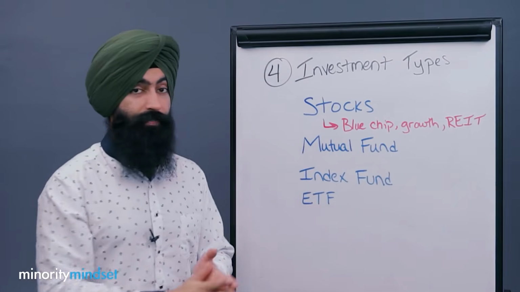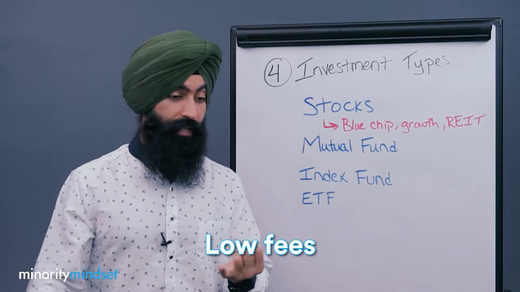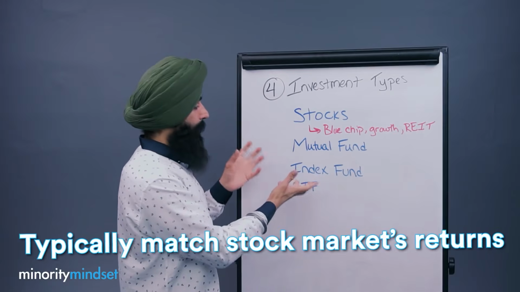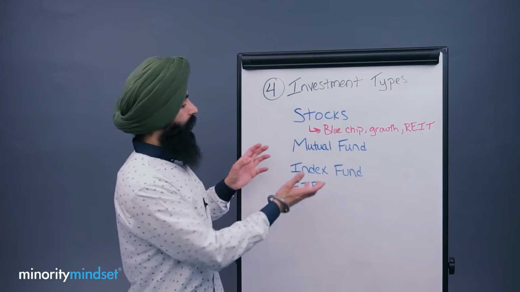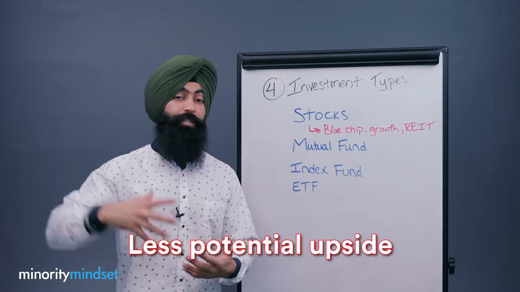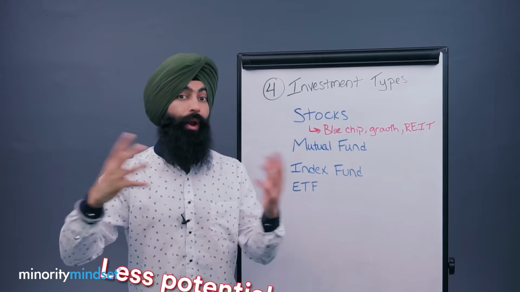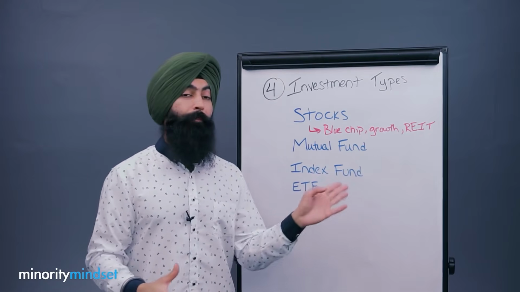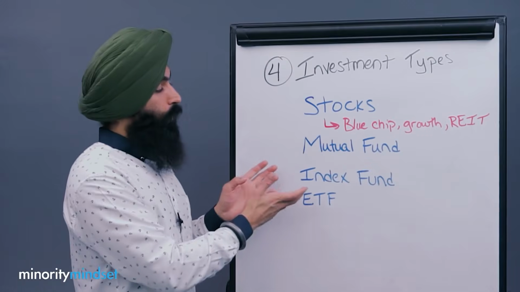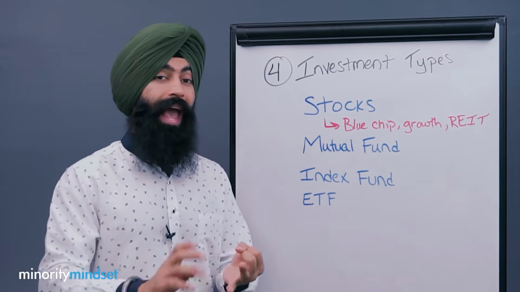The advantage with index funds is you tend to have low fees, you tend to have less risk, and you can typically match the returns of the stock market. The downfall is you typically have less potential upside because you might have some great companies in your fund, but they're going to be balanced out by the losers. But this can be a good way for you to invest and get low fees and get exposure to the general stock market.